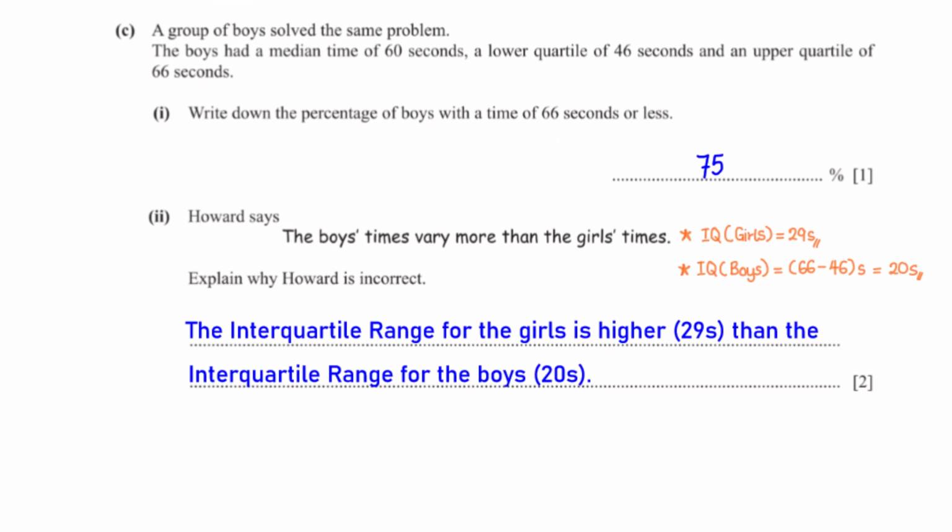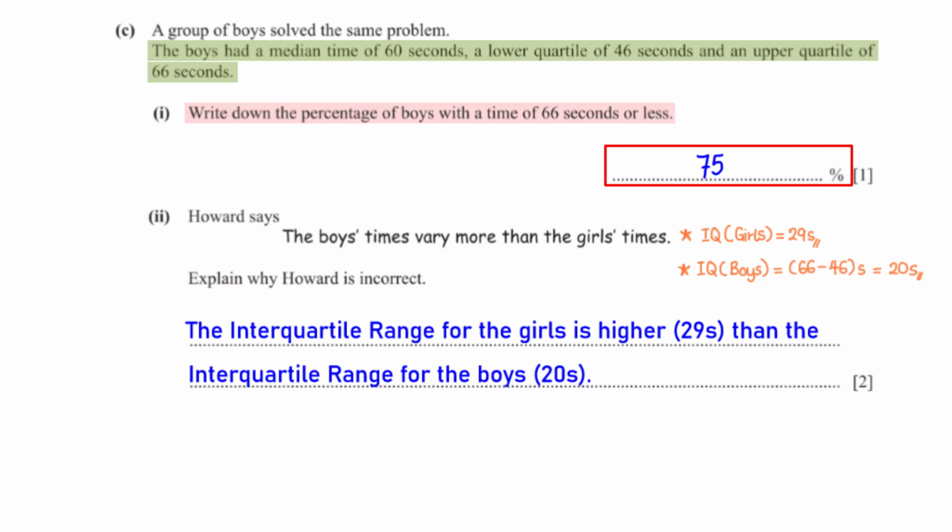A group of boys solved the same problem. The boys had a median time of 60 seconds, a lower quartile of 46 seconds, and an upper quartile of 66 seconds. Write down the percentage of boys with a time of 66 seconds or less. The number of boys with a time of 66 seconds or less is the upper quartile value, which means 75% of the boys had a time of 66 seconds or less.